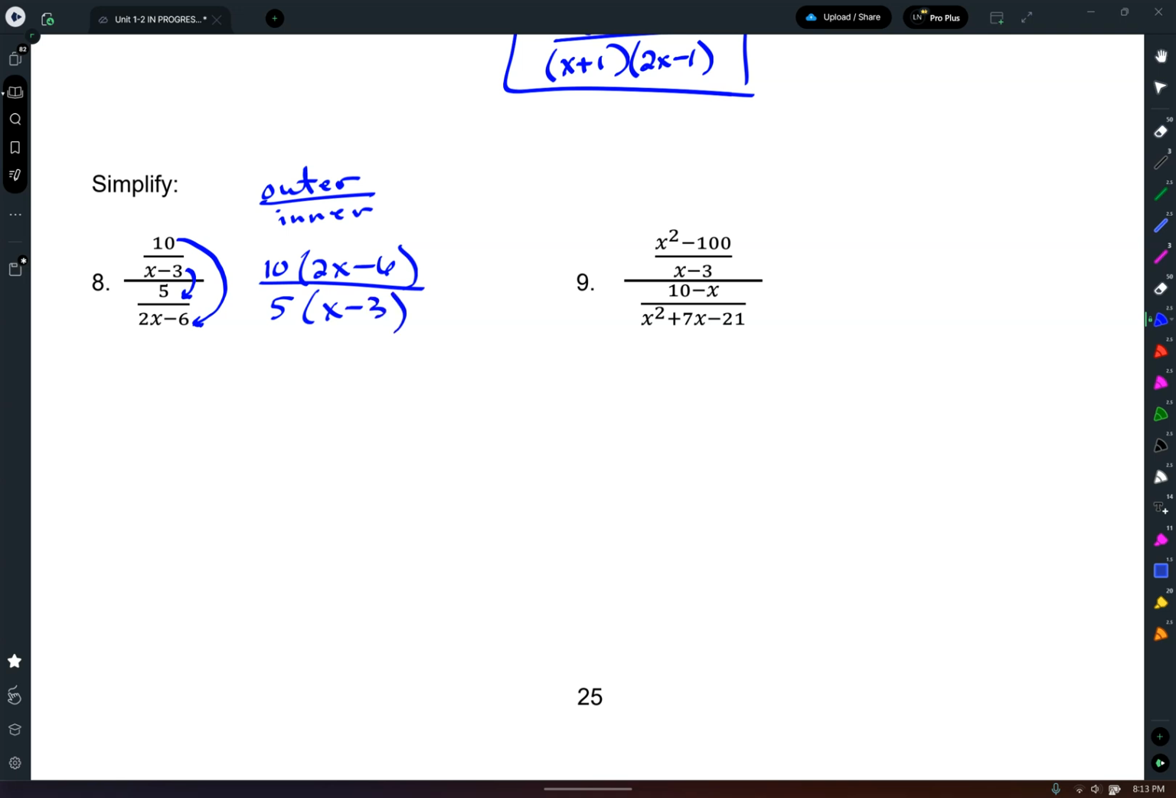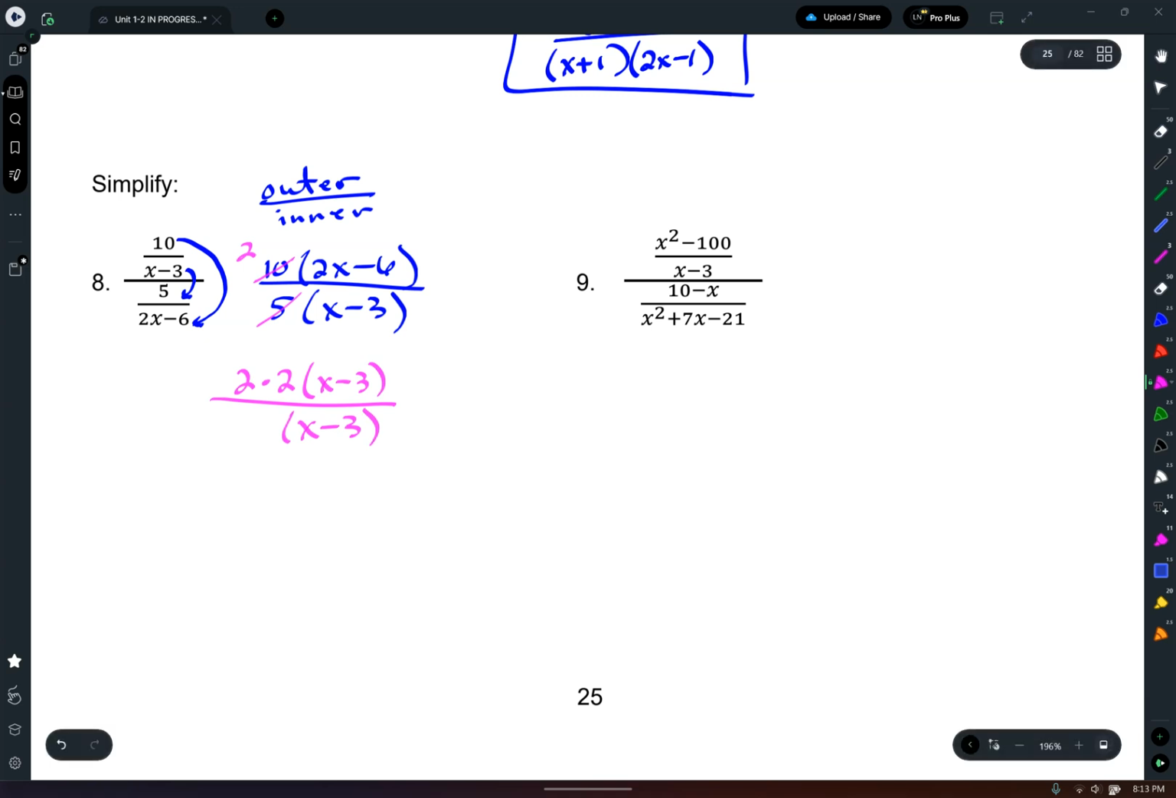So I still want to, I could cancel the 10 and 5, right? But still, do you see that you could factor that 2x minus 6? So I'm going to do two things here. Not only am I going to cancel there, so I've got that 2, but on top, instead of 2x minus 6, I'm going to take out a common factor of 2 and leave an x minus 3, because if that's over the x minus 3 on the bottom, do you see what's going to happen? I end up with a total of 4.